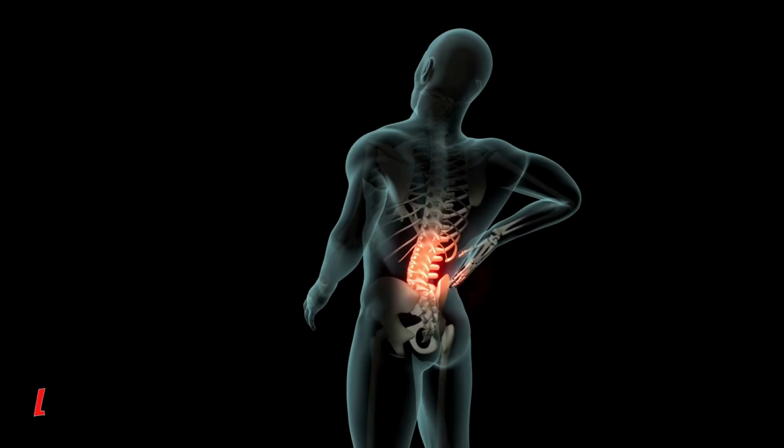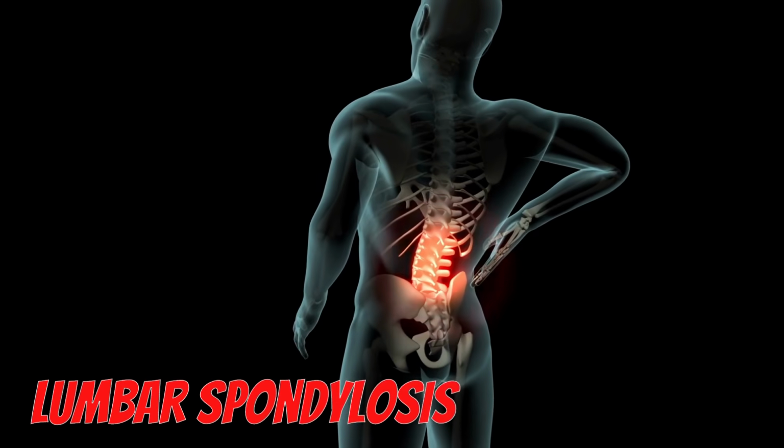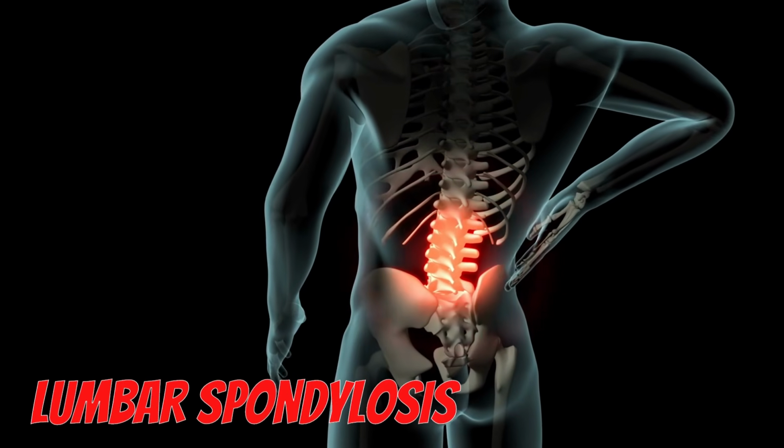Just like all the other joints in your body, such as your hip and your knee, your spine can also become arthritic over time. When osteoarthritis affects your lower back area, we call that lumbar spondylosis. You might be wondering why this happens. The arthritic change in the spine actually begins in your facet joints.